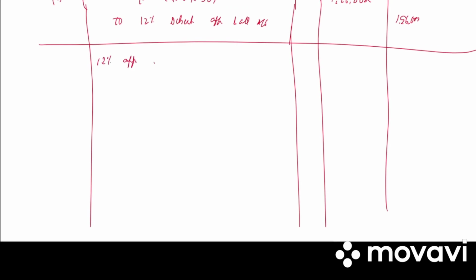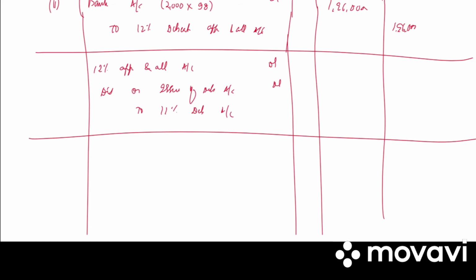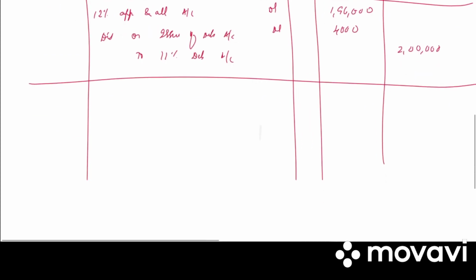Next we have 12% debenture application and allotment account debited, discount on issue of debentures account debited to 12% debenture account. Discount is 4,000. Application and allotment 1,96,000. 2 lakh. Write the narration: transfer of application money to debenture account, issued at discount.